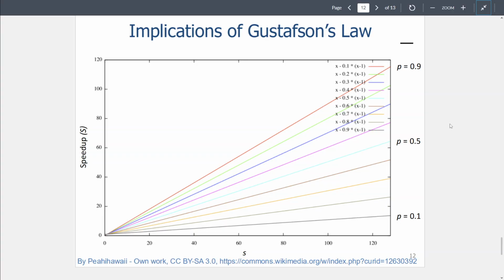Then our speedup is boundless. How many cores can you throw at it? You're going to get a lot more work done. You're going to get a lot more stuff done the more cores that you have. So this is a much more optimistic view of parallelization than Amdahl's law.